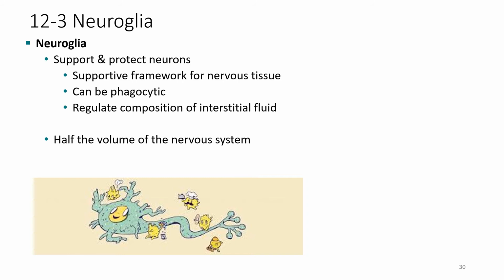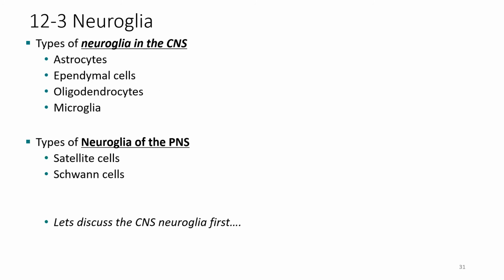Remember, interstitial fluid is that fluid outside of the cell. And neuroglia make up about half the volume of our nervous system. We've got lots of different types in the nervous system. There are different types in the central versus the peripheral nervous system, and we're still learning more about these cells because they have been difficult for scientists to study. So the types of neuroglia we find in the central nervous system include astrocytes, ependymal cells, oligodendrocytes, and microglia. And then the peripheral nervous system, we only have two types, satellite and Schwann cells.